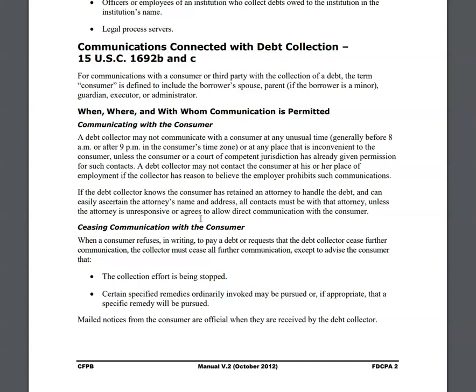Or moving on, or at any place that is inconvenient to the consumer, unless the consumer or a court of competent jurisdiction has already given permission for such contacts. That's kind of what makes it vague also. A debt collector may not contact the consumer at his or her place of employment if the collector has reason to believe the employer prohibits such communication.